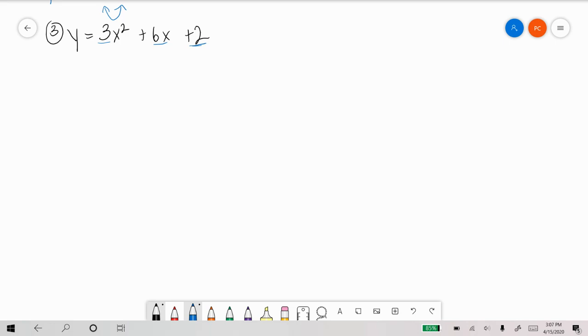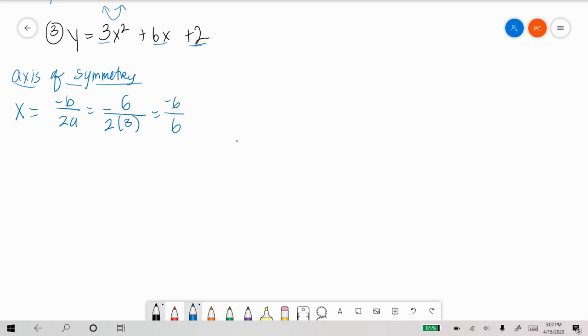Okay? So, the axis of symmetry is the first step. Now, in order to find the axis of symmetry, we have to use that formula, x equals negative b over 2a. The b value is 6, so we're going to substitute 6 in for b. 2 is 2. The a value is 3, and then we're just solving this. Well, 2 times 3 is 6, so we have negative 6 over 6, which simplifies to negative 1. So the axis of symmetry is at negative 1.